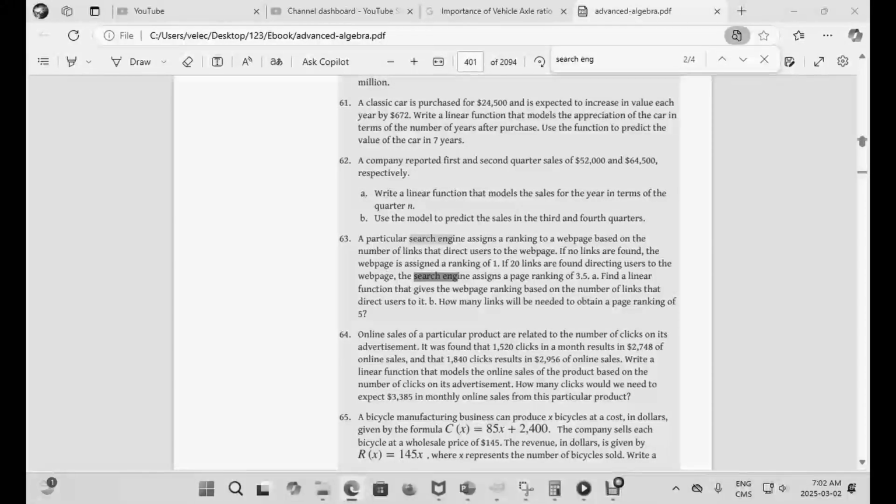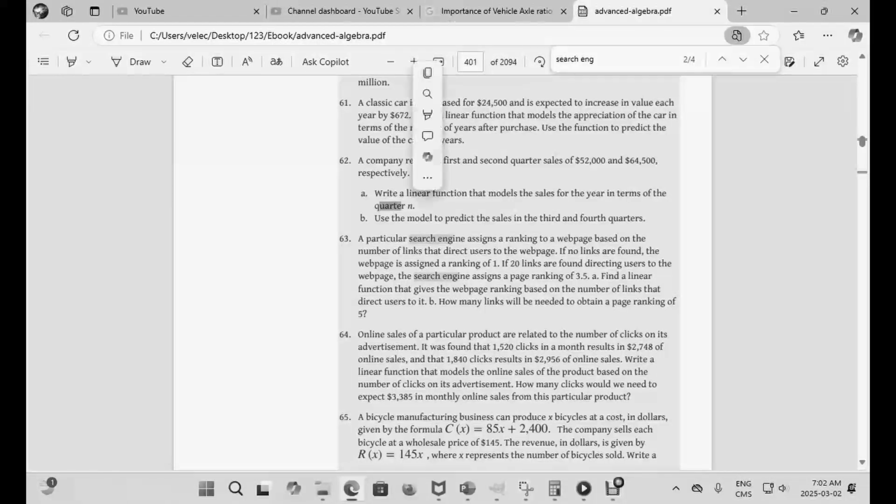Let's go ahead and start with 62. A company reported first and second quarter sales of 52,000 and 64,500 respectively. Write a linear function that models the sales for the year in terms of the quarter n.